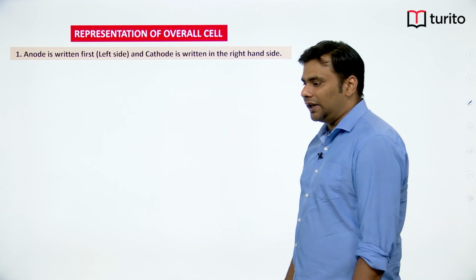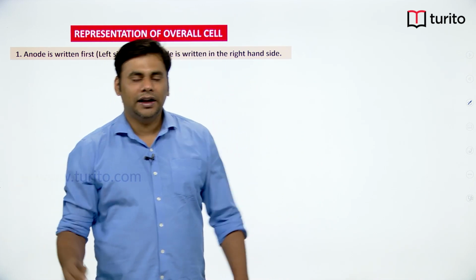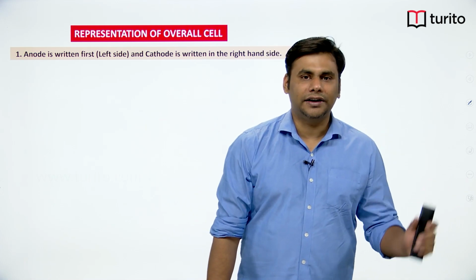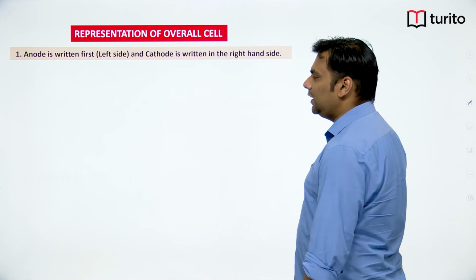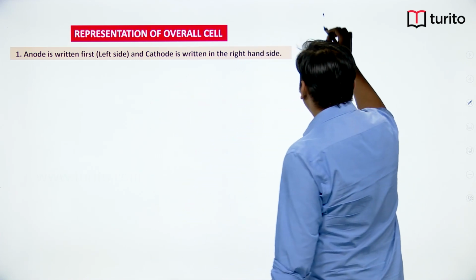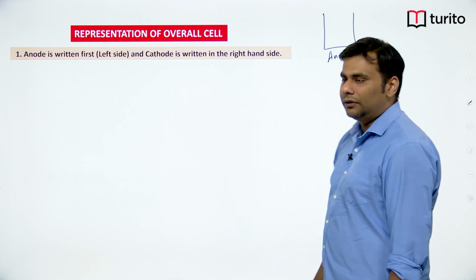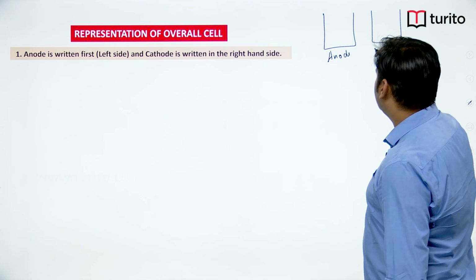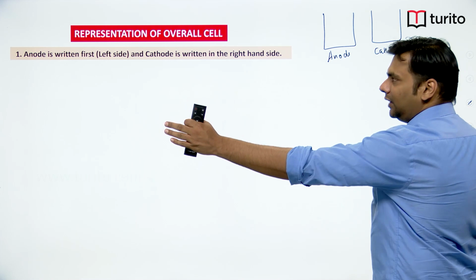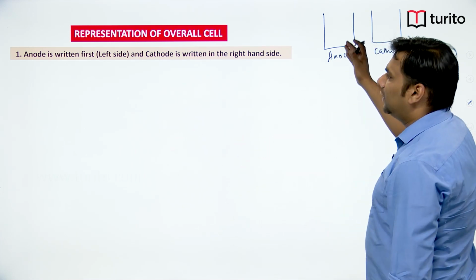Okay, the first thing is you can clearly see that anode will always be on the left side and the cathode will always be on the right side. Whenever you are drawing any overall cell, the anodic chamber would be at the left hand side, and the cathodic chamber would always be at the right hand side.